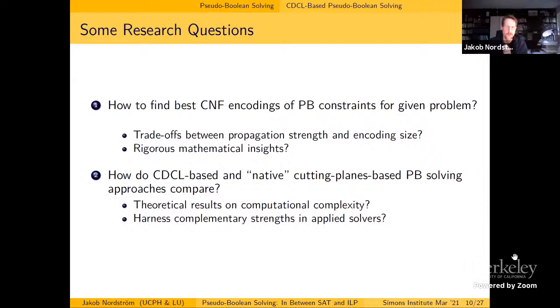This I don't understand. And also, if the CDCL-based approach is sometimes good and the cutting planes-based approach is sometimes good, then why don't we try to build a solver that somehow tries to do both and get the best of both worlds? I think this would be a nice thing to do.